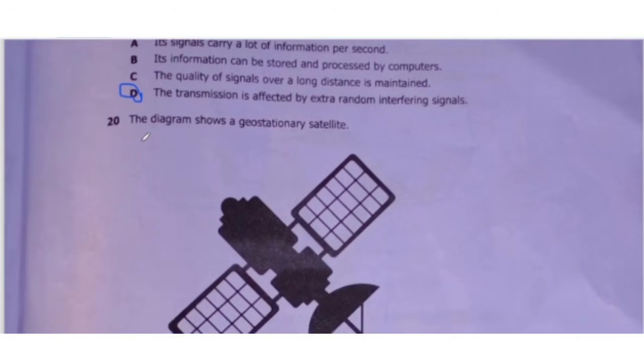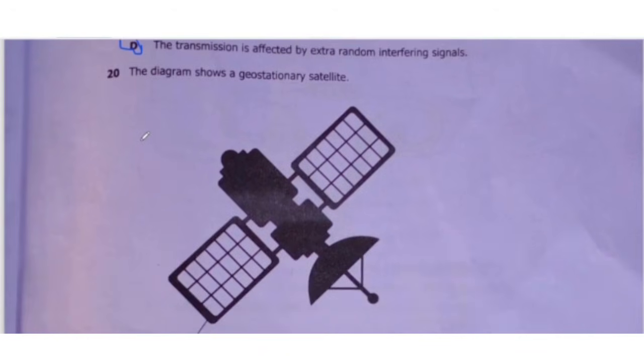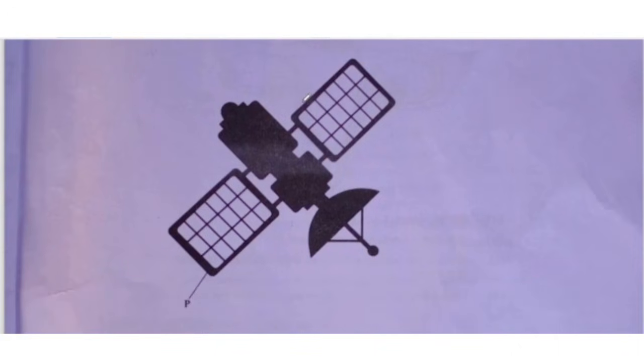We come to question number 20. Question number 20: the diagram shows a geostationary satellite. So let me start by describing what a geostationary satellite is. A geostationary satellite is a satellite that orbits around the earth. This is the satellite that is in space. It goes around the earth. So let's go further and look at this.